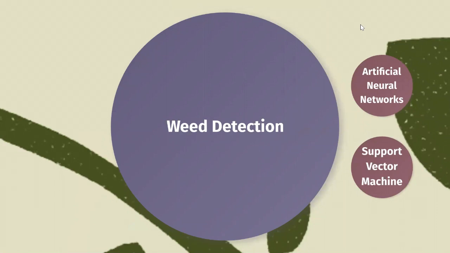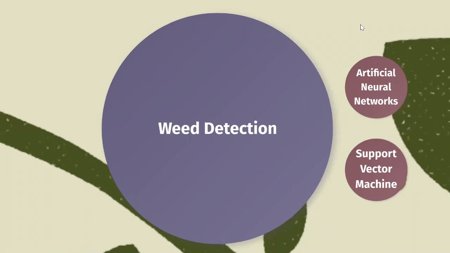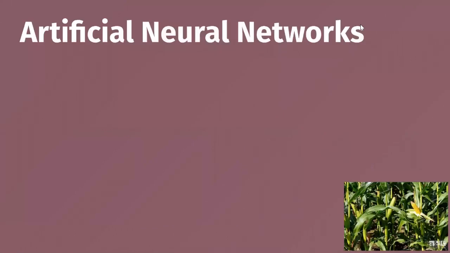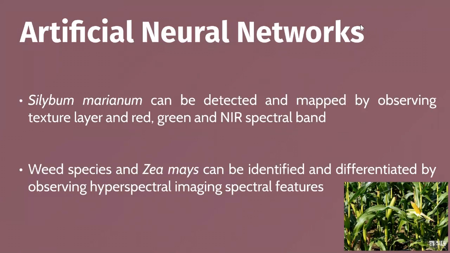We will proceed for weed detection. There are few models used in weed detection. The first one is artificial neural network. By using artificial neural network, Silybum marianum can be detected and mapped by observing texture layer and red, green, and NIR spectral band. The weed species and genus can also be identified and differentiated by observing hyperspectral imaging spectral features.